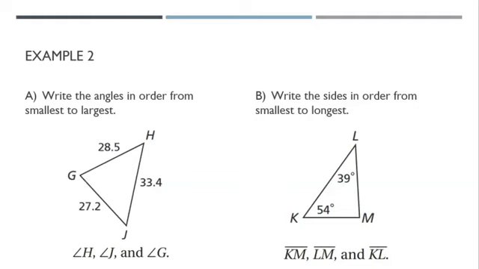Now, in the second triangle, notice they haven't told you about that last angle, angle M. But we have been studying triangles, and we know that if we add 54 plus 39 and subtract from 180, you can find angle M, which happens to be 87 degrees. So the smallest angle is angle L, which means the smallest side is segment KM. The medium angle is going to be this 54, which means the medium length is LM, and the biggest angle is angle M, so the biggest side is KL. So KM, LM, and KL.